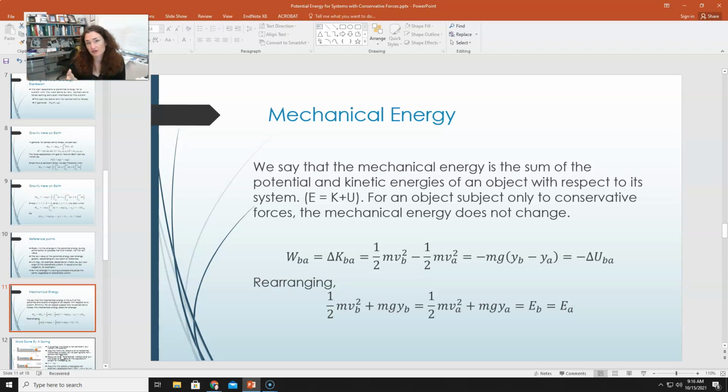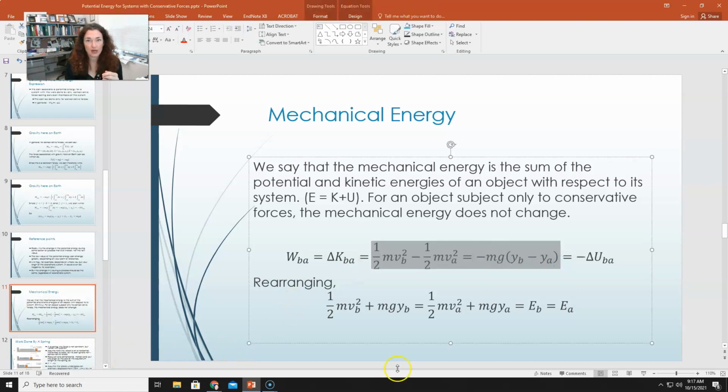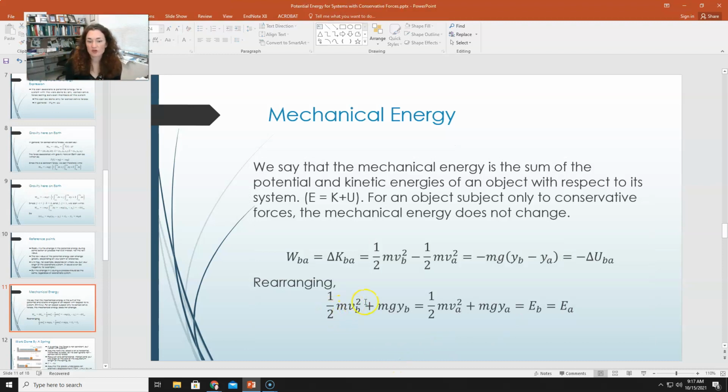Now, we already derived for the gravitational force that the work done from B to A would be minus mg times yb minus ya, and that would equal the negative change in the potential energy, negative delta UBA. Okay, so if we take the middle part of this equation right here, and we rearrange, putting everything to do with A on the right and everything to do with B on the left-hand side, then you can see that we get 1/2 mvb squared plus mgyb is equal to 1/2 mva squared plus mgya.